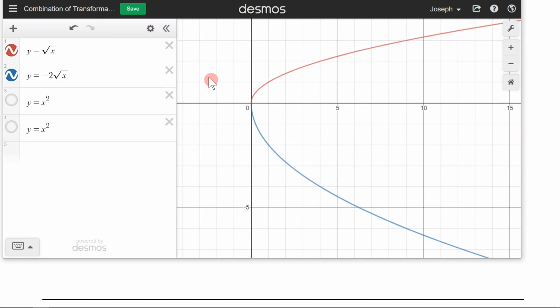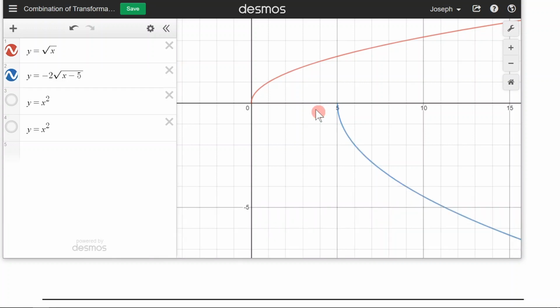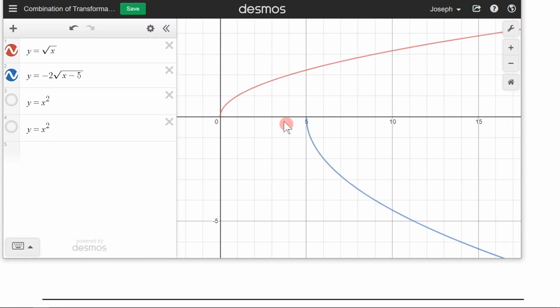And then the final thing we had to do was a translation of 5 units in the positive direction of the x-axis, and that means we're going to have a minus 5 there. And as you can see, it moved 5 that way. And just like that, we have our answer, and that's what it would look like. So you can do that both by inspection and through the long procedural method.